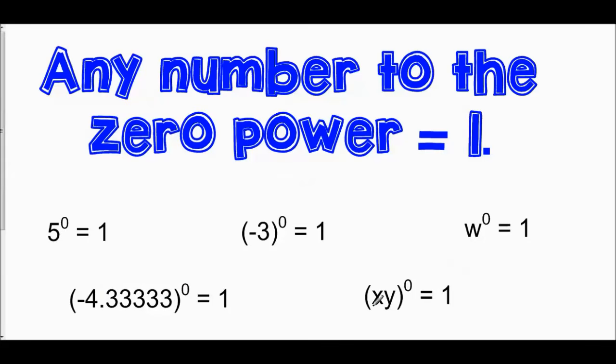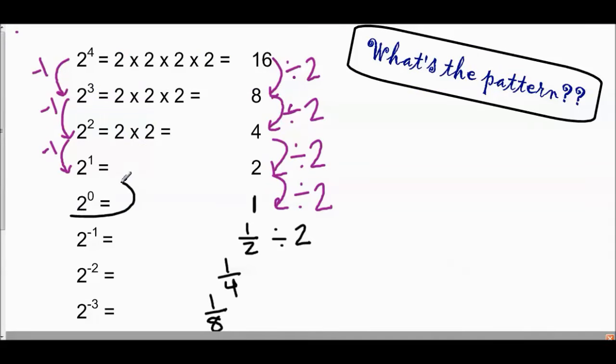If I have 2 variables to the 0 power, it's 1. It doesn't matter what the base is. If the exponent is 0, it's equal to 1. So write that real big in your notes because that is a big deal. So that takes care of this one that we were trying to figure out.